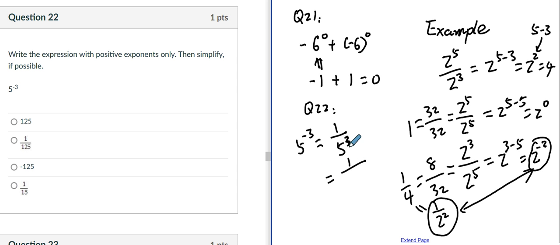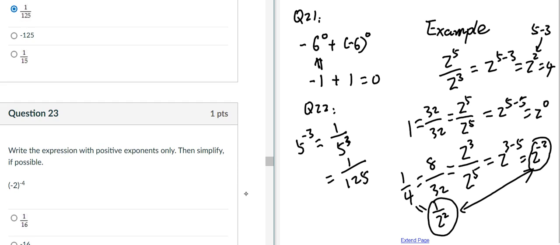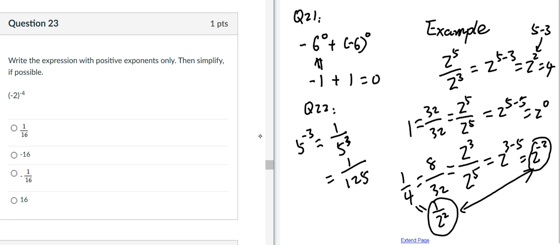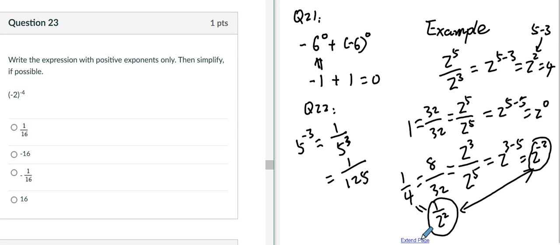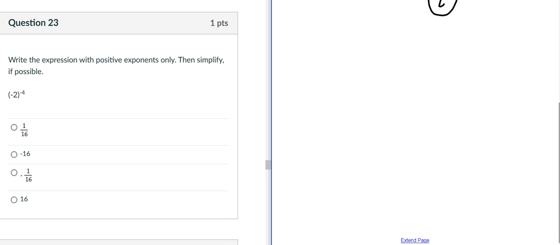But 5 cubed is 5 times 5 times 5, 125, because 5 times 5 is 25, times another 5 is 125. So which one is the answer here? It would be the one right here. That was 22. And here let's look at 23.